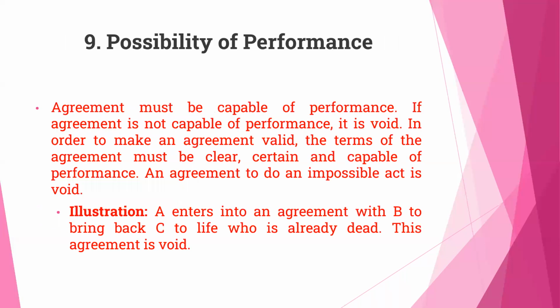Then the ninth one is possibility of performance. An agreement must be capable of performance. If an agreement is not capable of performance, it is void. In order to make an agreement valid, the terms of the agreement must be clear, certain, and capable of performance. An agreement to do an impossible act is void. For example, A enters into an agreement with B to bring back C to life, who is already dead. This agreement is void because this act is impossible.